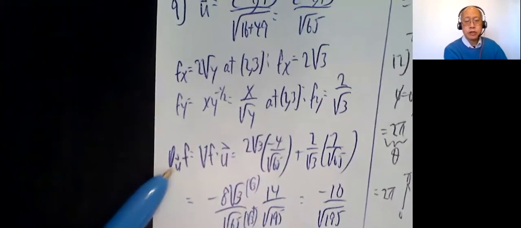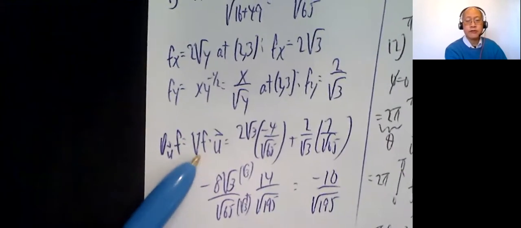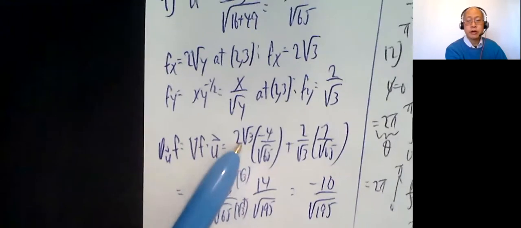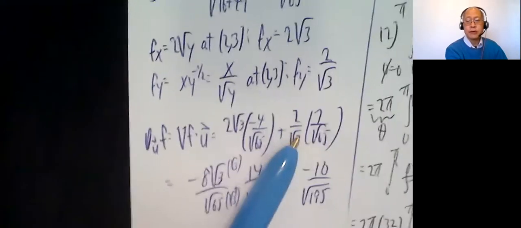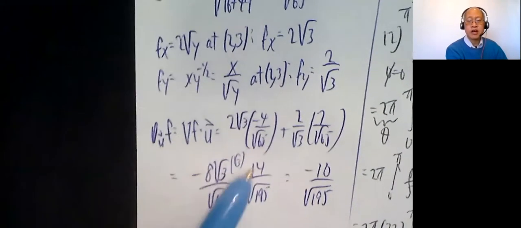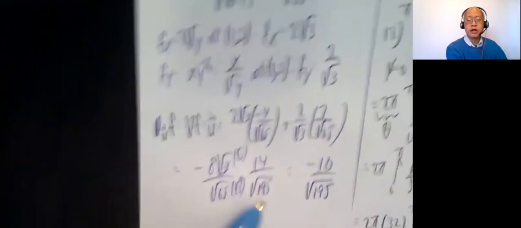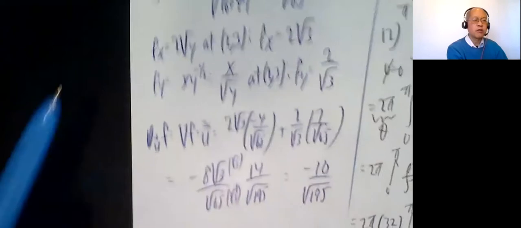So the derivative of f in the direction of u is del f dot u, gradient vector dot u. So 2 radical 3 times negative 4 over radical 65 plus 2 over radical 3 times 7 over radical 65, which is negative 8 radical 3 over radical 65 plus 14 over radical 195. Multiply top and bottom by radical 3: negative 10 over radical 195.